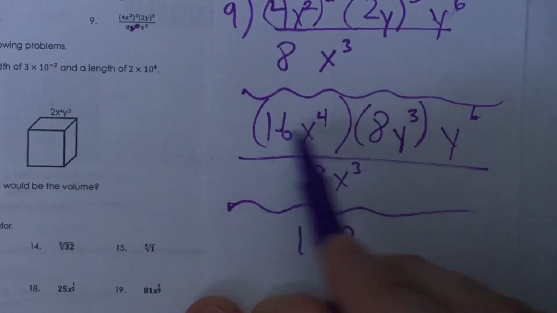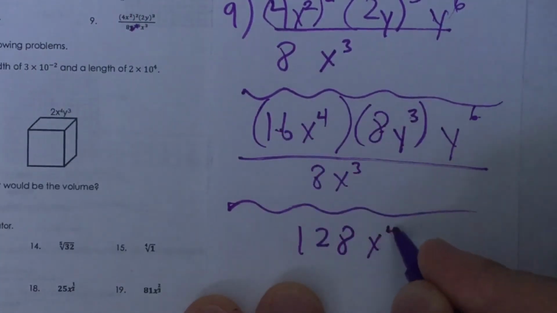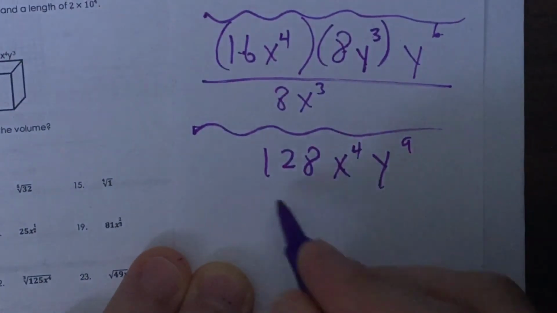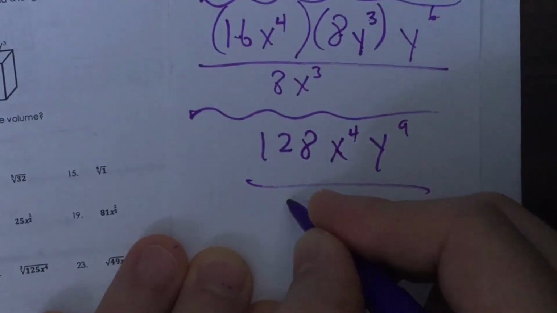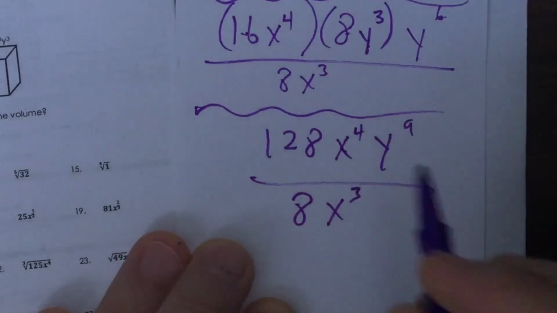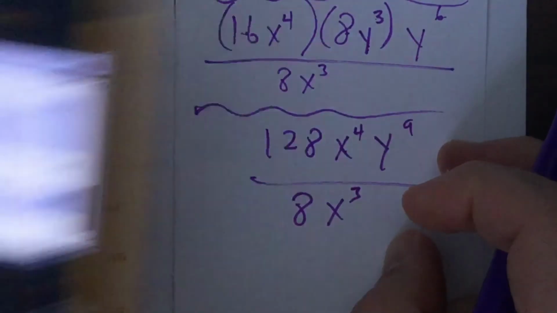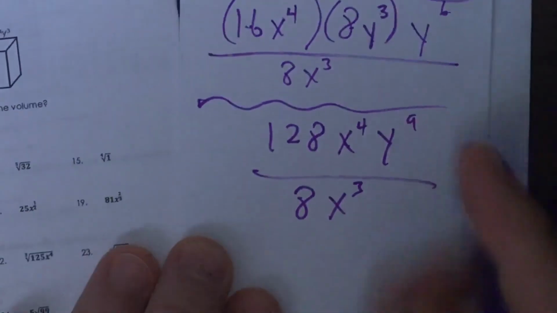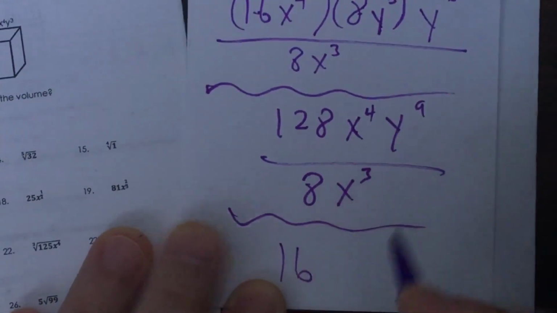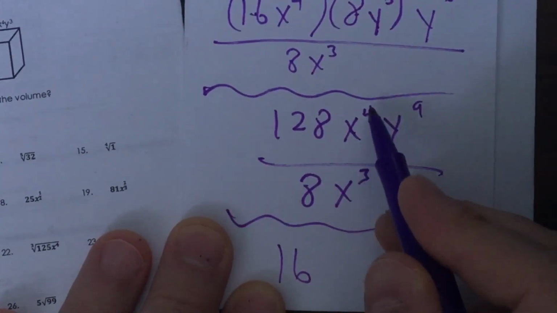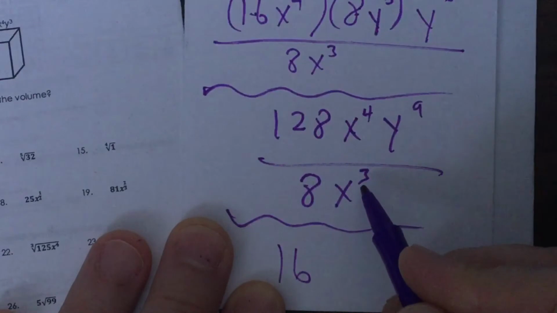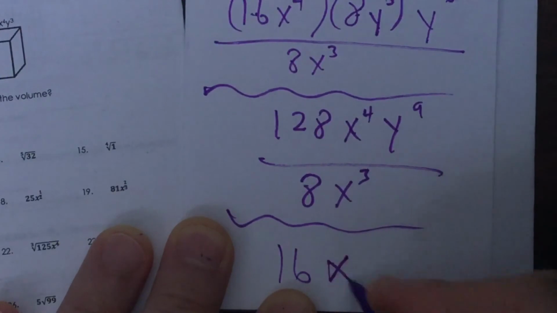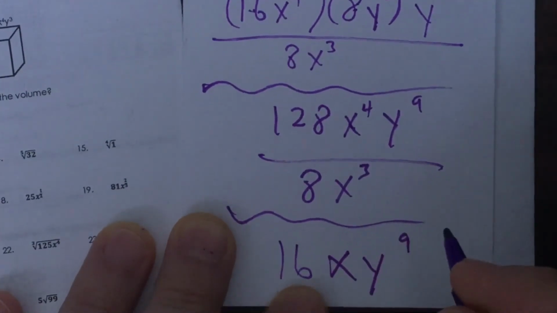So I have 128 from these two. I still have x to the 4th. And I have y to the 9th. That's just the top, right? The bottom of this problem is 8x to the third. These coefficients I can divide. I have my 128 still in the calculator. Divided by 8 gives me 16. So my final coefficient in the problem is 16. Then with my x's, I subtract these exponents. 4 minus 3 is 1. It's going to be on top because I have more x's on top. So I have 16x y to the 9th power.